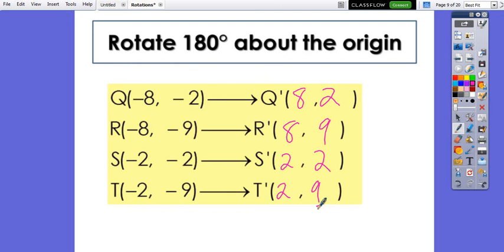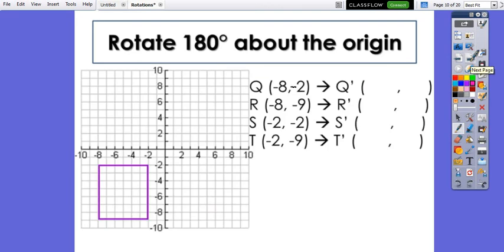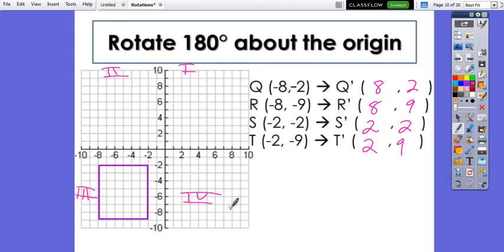All right. Same ones again: 8, 2; 8, 9; 2, 2; 2, 9. Okay, it's a 180 degree rotation. Can you tell me what quadrant this thing's going to be in? Again, this is 1, 2, 3, 4. What quadrant? It's going to be in the first one, because 180 degrees is 2 quadrants over. 1, 2, or 1, 2. It doesn't matter if I go clockwise or counterclockwise. It's going to be in the exact same spot. So let's graph these. 8, 2; 8, 9; 2, 2; and 2, 9.